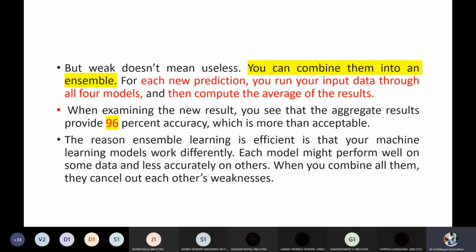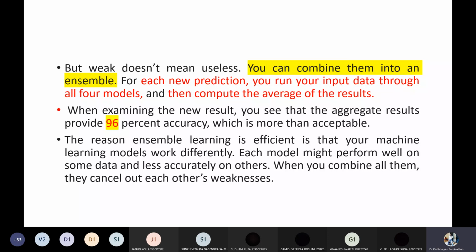For each prediction, you run your input data through all your 4 models, then compute the average of the results. That is what we call ensemble. For each new prediction, you run your input data through all 4 models, then compute the average of the results. That is what this ensemble says.